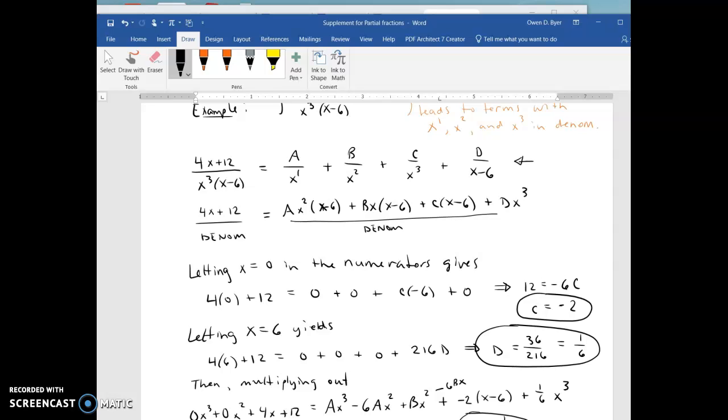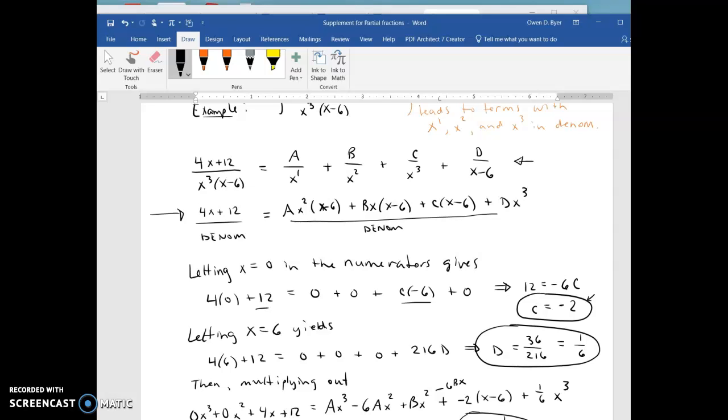Again, we used that trick before where we noticed that if we let x equals 0 and x equals 6 in the numerators, we can get 2 of the variables very quickly. Letting x equals 0, on the left-hand side we get 12, and on the right-hand side all the terms are 0 except for the c times x minus 6, and that gives us c times negative 6. So 12 equals c times negative 6. We immediately get that c equals negative 2.